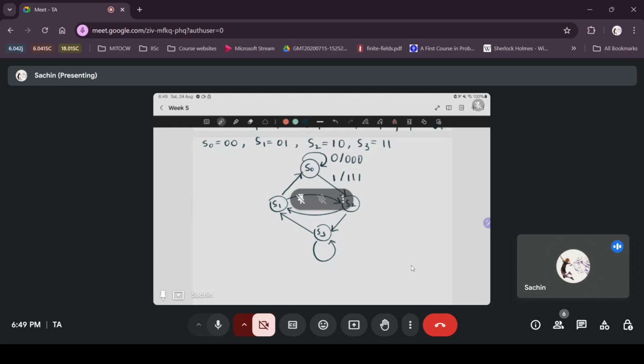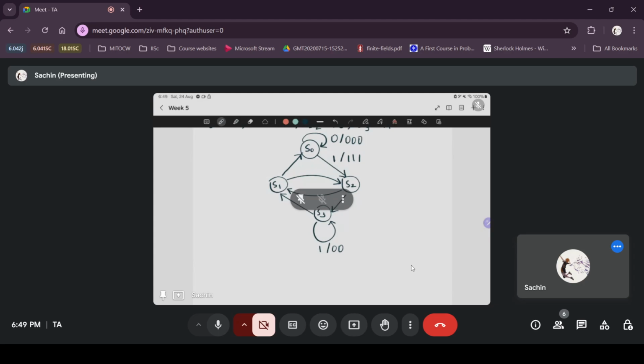1 slash 0, 1, 0, 0 slash 1, 1, 0, 1 slash 1, 0, 0, and 0 slash 1, 0, 1. Finally, 0 slash 0, 1, 1. So you get the state transition diagram, and then you write the modified state diagram from that. Again, we did this a lot of times last class, and the professor also had a few problem solving sessions with these type of problems.